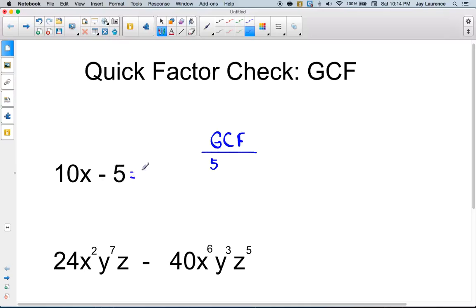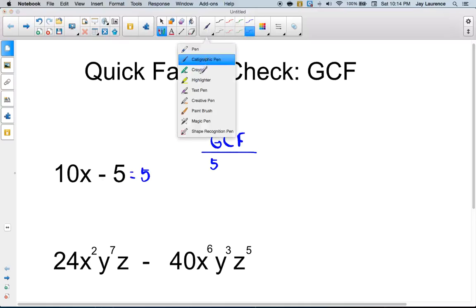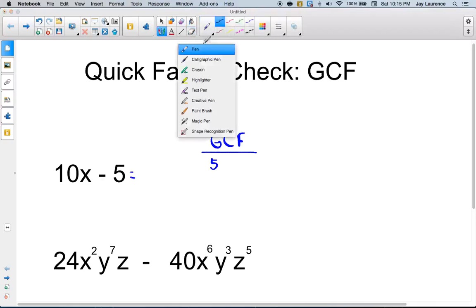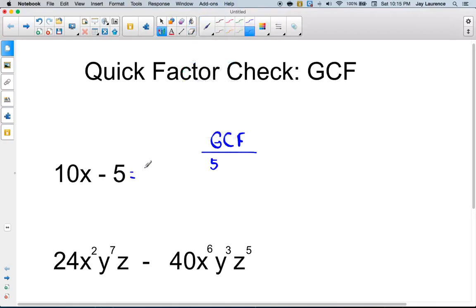So I factor out the GCF. Now remember, when you're done factoring by GCF, it will look like a distribution problem. Don't go ahead and distribute, but that's what it's going to look like, so you can tell what you're doing. All right, so here we go. I'm going to have 5 times the quantity of 2x minus 1.